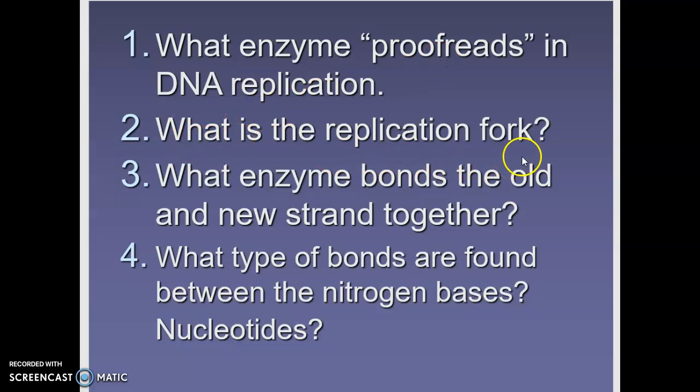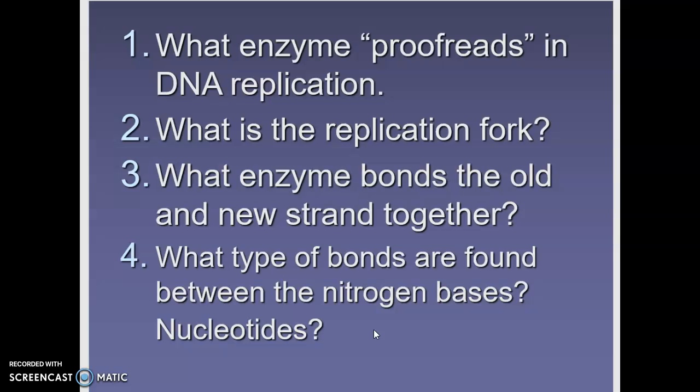Number 2, what is the replication fork? This is the area where the DNA double helix splits into 2, and it's the location where you would find the helicase enzyme, breaking apart those hydrogen bonds. Number 3, what enzyme bonds the old and the new strand together? This one is your ligase. Ligase.